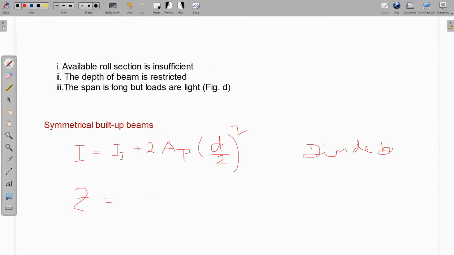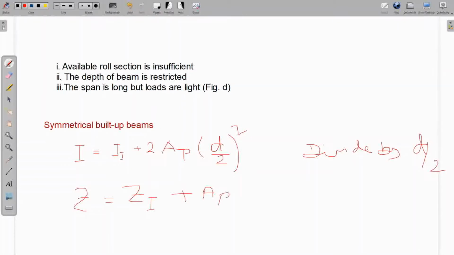Divide this equation by D by 2. That will give you the section modulus of the whole section equal to the section modulus of the I section, plus, if you divide this by D by 2, what is left? D by 2 here, the 2 gets cancelled. What is left here?